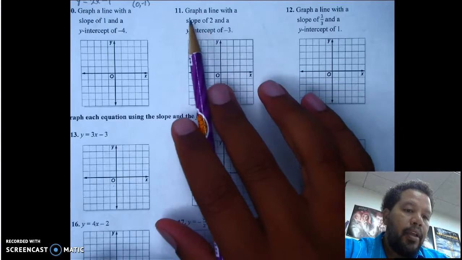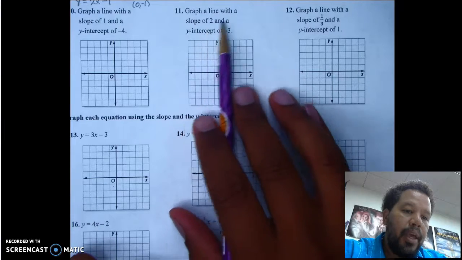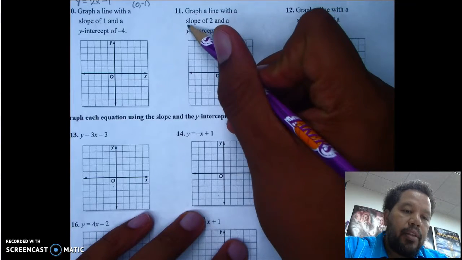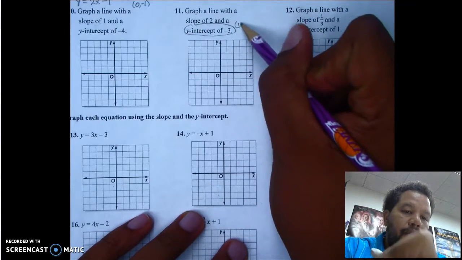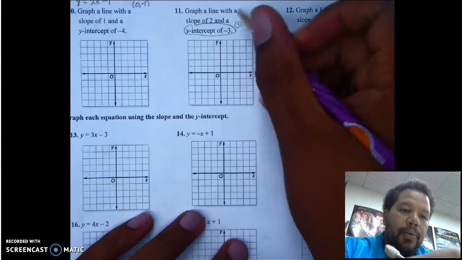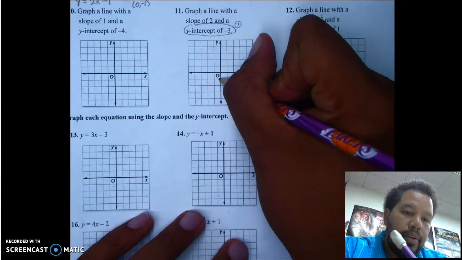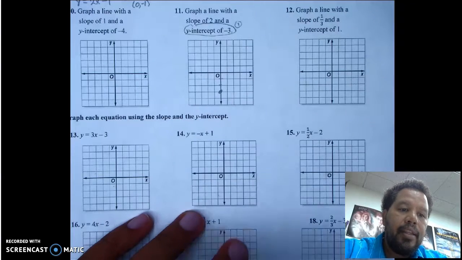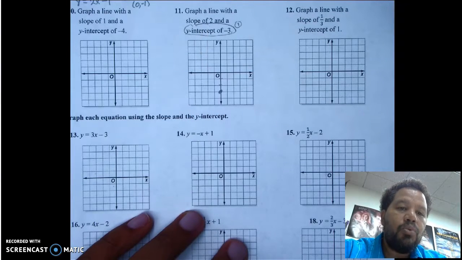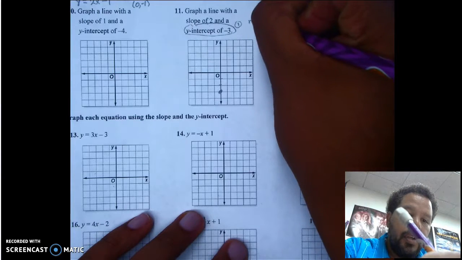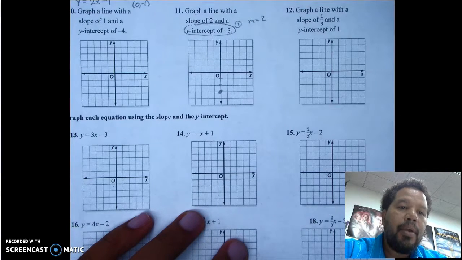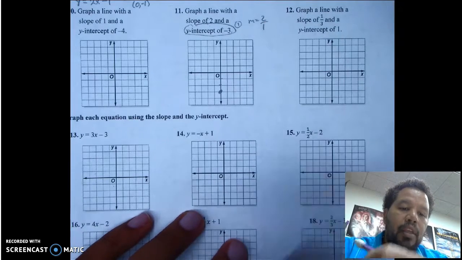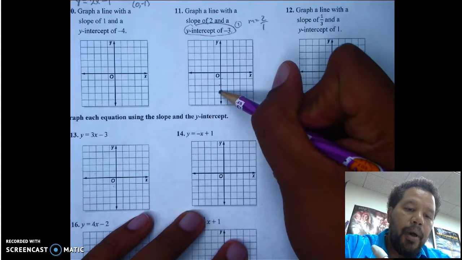Okay, so now in this part, they want us to graph a line with a slope of 2 and a y-intercept of -3. In order to graph it, we always start with the y-intercept. The y-intercept is at -3, so we know this line crosses at -3. So here's 1, 2, 3. This is at -3. So we put a dot there. Then we use the slope. Remember, slope is rise over run. So if slope is 2, and it's a whole number, we put that whole number over 1.